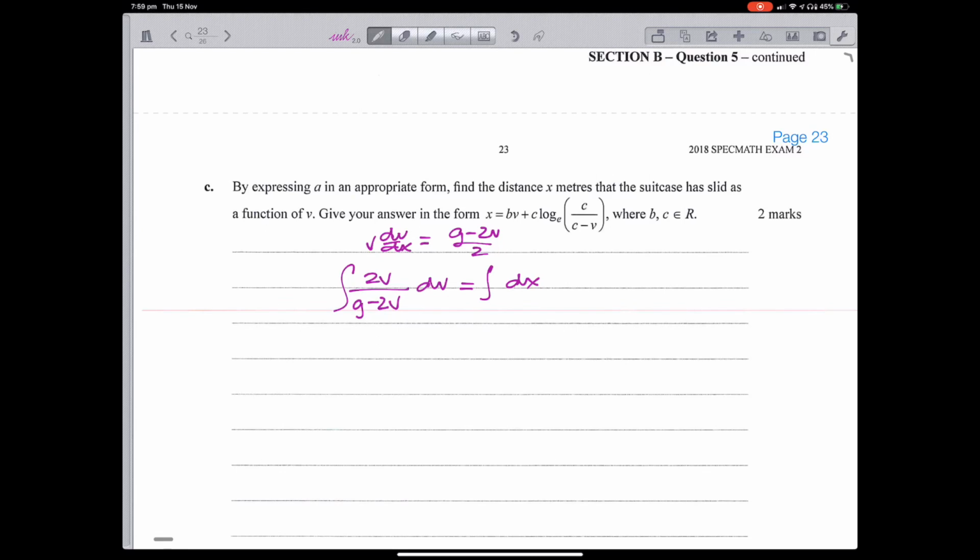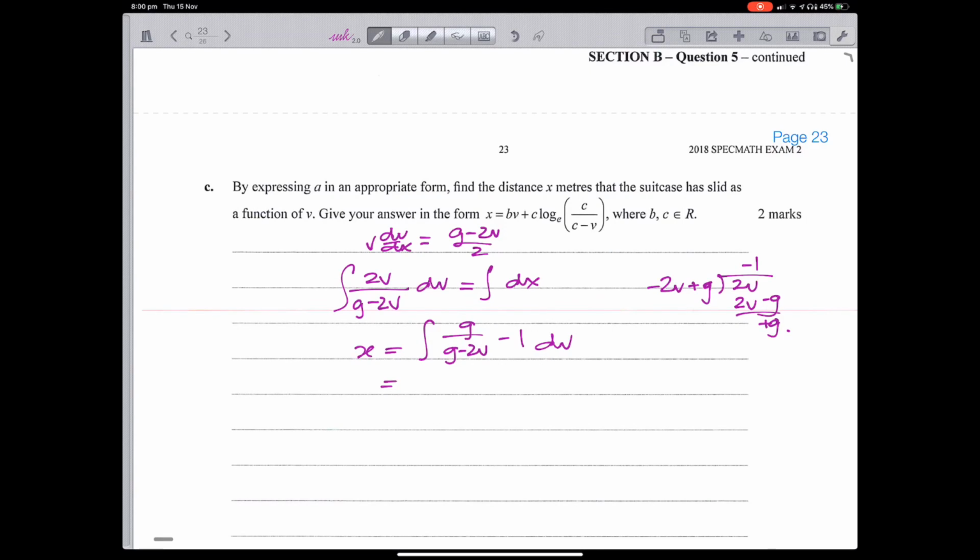As a function, x is equal to minus 2v plus g into 2v, that's negative 1, plus 2v, 2v minus g is g. So we're going to get g on g minus 2v minus 1 dv.